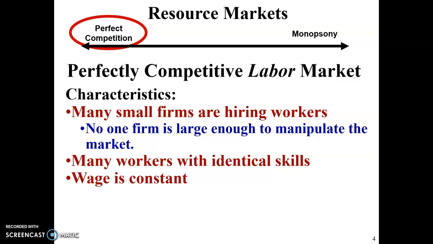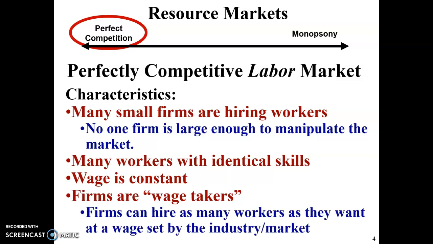Wage is going to be constant for the firm. Okay, so for the firm, not for the market. The equilibrium wage will be found in the market, which will have an upward sloping supply curve and a downward sloping demand curve. Wage is constant for the firm. Firms are going to be wage takers. Same idea, no one firm is large enough to manipulate the market. So firms are wage takers. And we're going to see that firms can hire as many workers as they want at a wage set by the industry or market. We're going to see a perfectly elastic wage, or a perfectly elastic marginal resource cost.